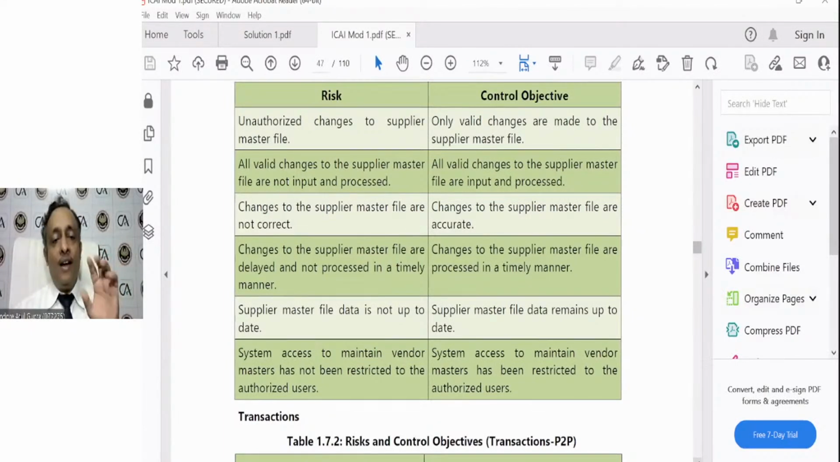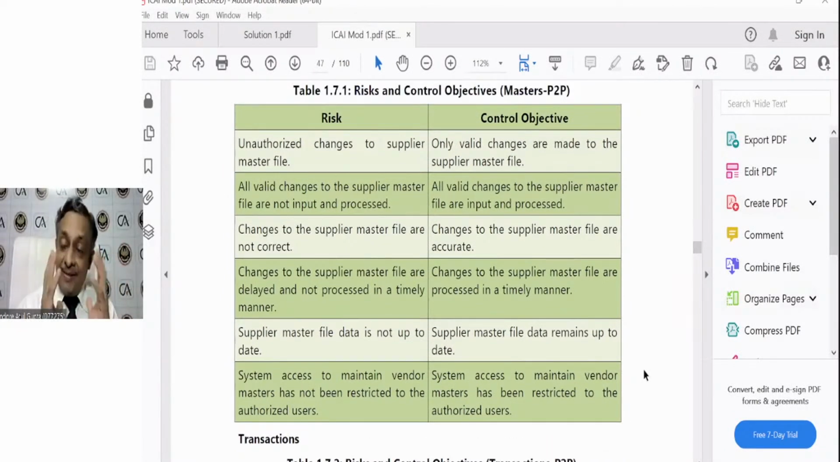System access to maintain vendor masters has not been restricted to authorized users. This is a disaster. Please understand, this is a disaster. This basically means when we talked about configuration, we talked about user management. So user management is not proper. Everyone has been given access, or take it as a simple word. The person who is authorized must be given access. Not all persons must have access. That is very, very, very important. So that is the control objective you need to achieve. System access to maintain vendor masters has to be restricted to authorized users. This is part one regarding the master configuration.